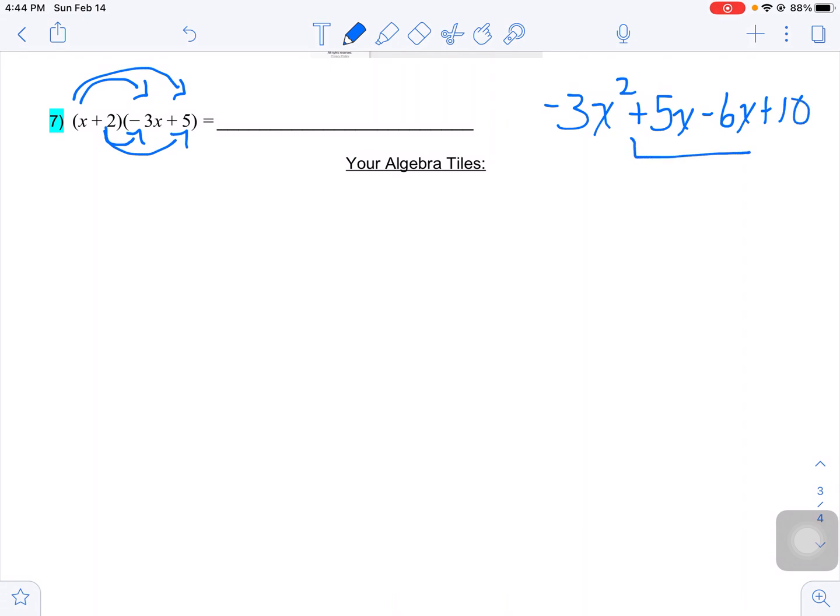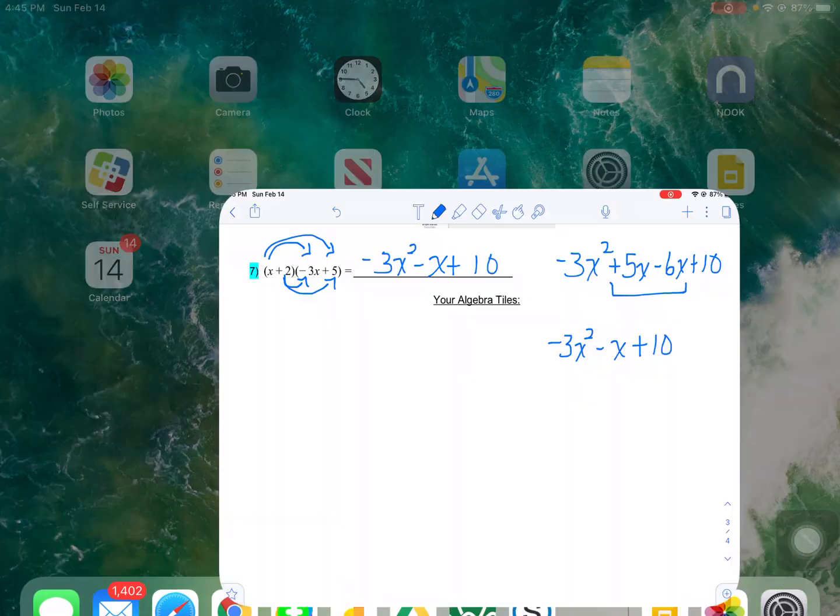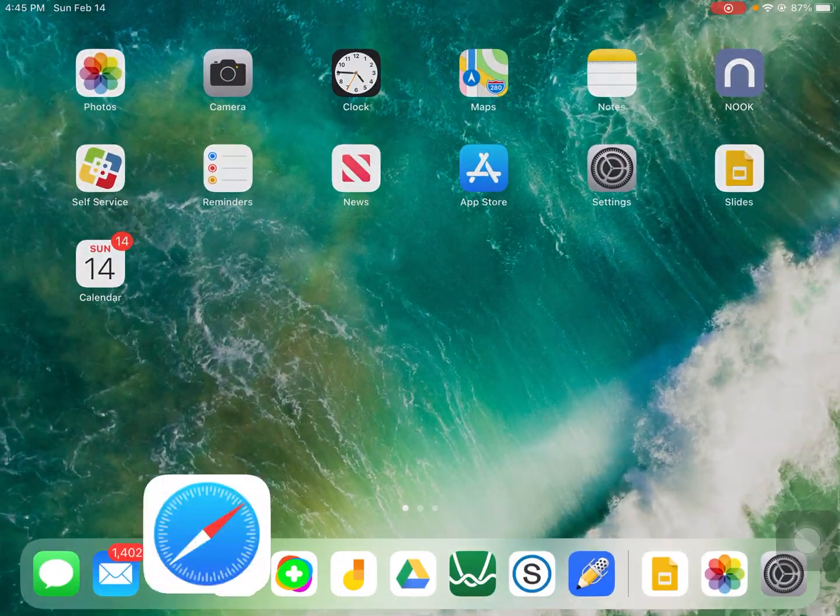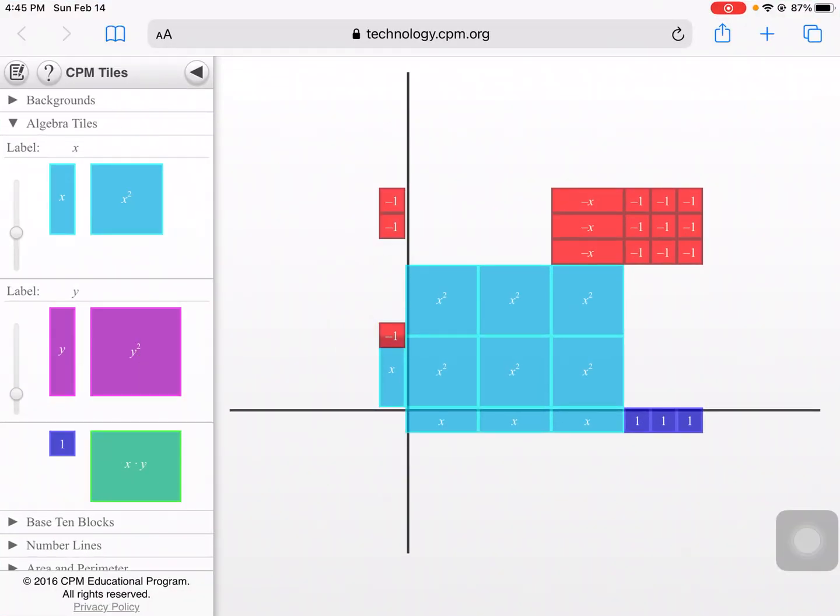So combining our like terms here, we have negative 3x squared minus x, minus 1x, because positive 5 and negative 6 give you a negative 1, and then plus 10. So that's what we can expect. Hopefully we get that when we do it with our algebra tiles and show that visual area model there. So let's go to algebra tiles to do x plus 2 times negative 3x plus 5, right? Plus 5. Yeah. So here's x plus 2.